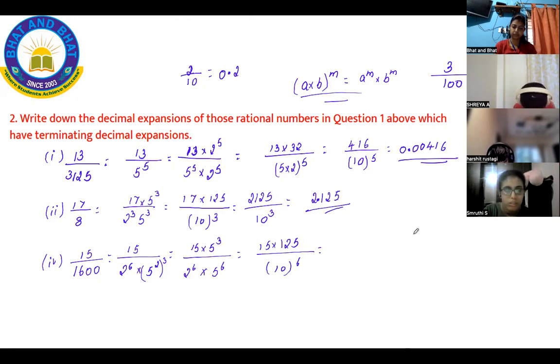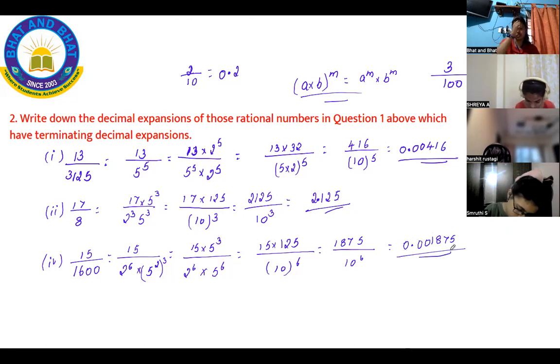Should I tell? Yes, ma'am. It's 1875. Okay. Divided by 10 raised to 6. 1875, 1, 2, 3, 4, 5, 6, into the decimal 0.001875. This is your answer. Is it correct, children? Just check in your textbook. Yes, ma'am, it is correct.